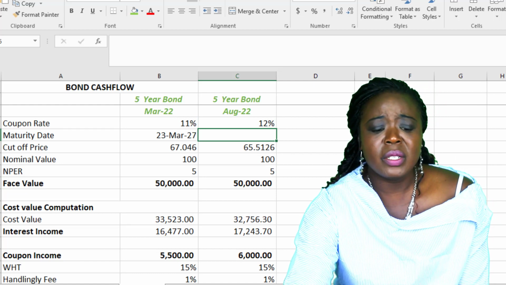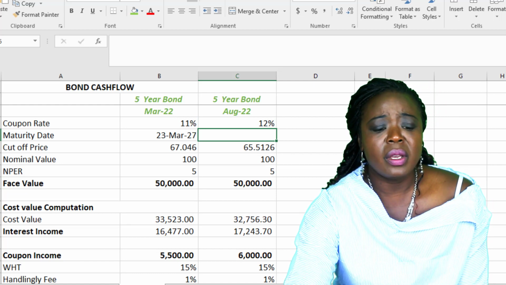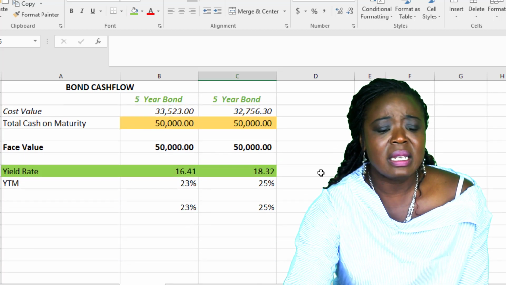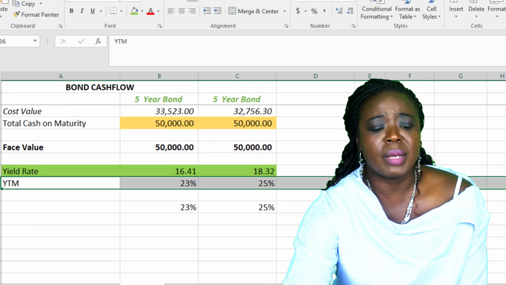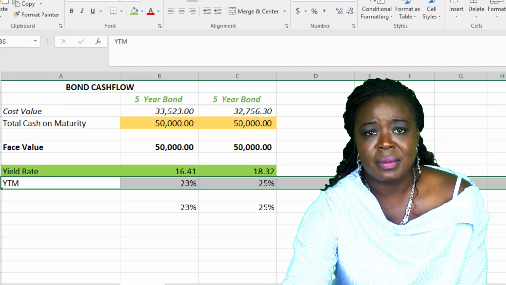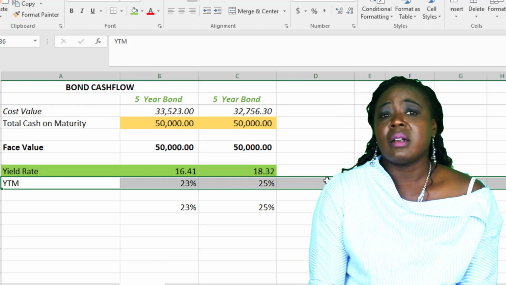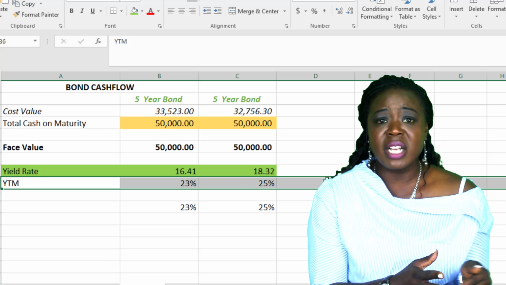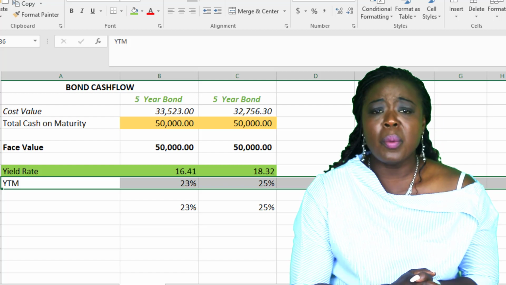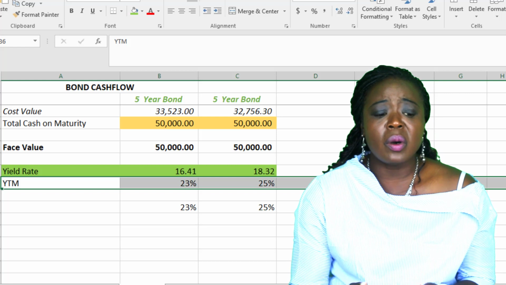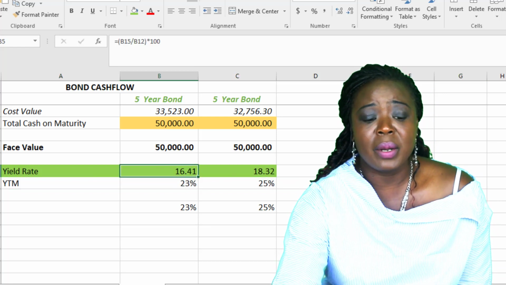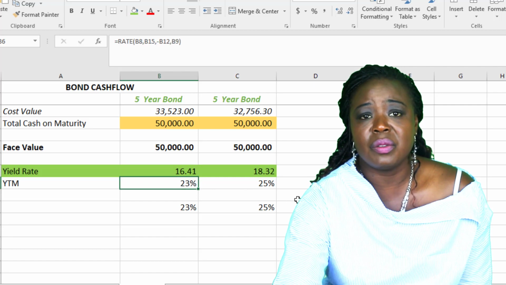Okay, this will change all the metrics here, as you can see. But most importantly, it's going to change the yield rate as well as the yield to maturity rates. So if you are an investor in the March 2022 bond, your bond has lost its value because the yield rate remains at 16.41%. The yield to maturity is 23%.